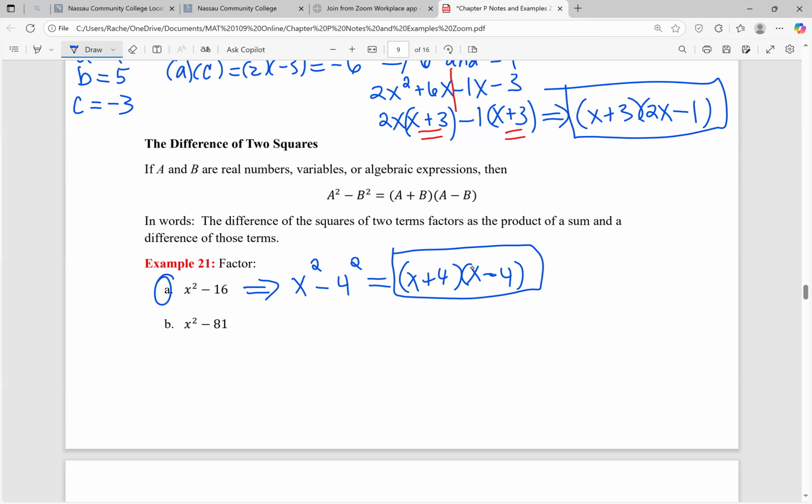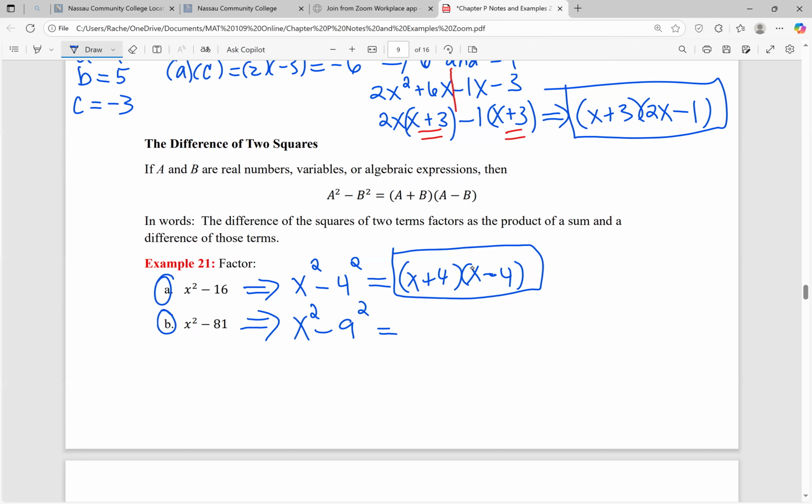Let's look at b, which is x squared minus 81. So again, I can't factor out a GCF because the common factor is 1. I see I have a binomial. I see a difference. I see a squared term. So I'm thinking, okay, this could be difference of squares. And I see 81's a perfect square. So let's rewrite this. So this is the same thing as x squared minus 9 squared, right? Because 9 squared is 81.